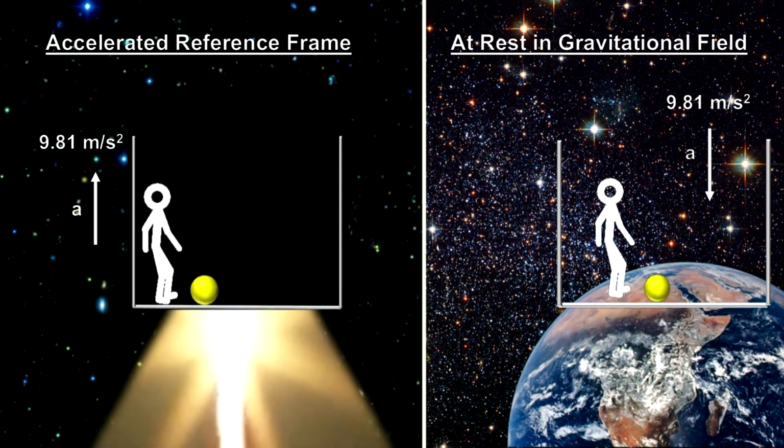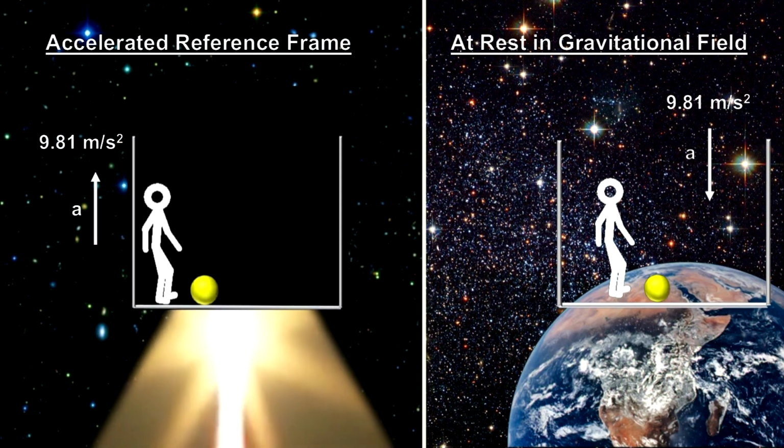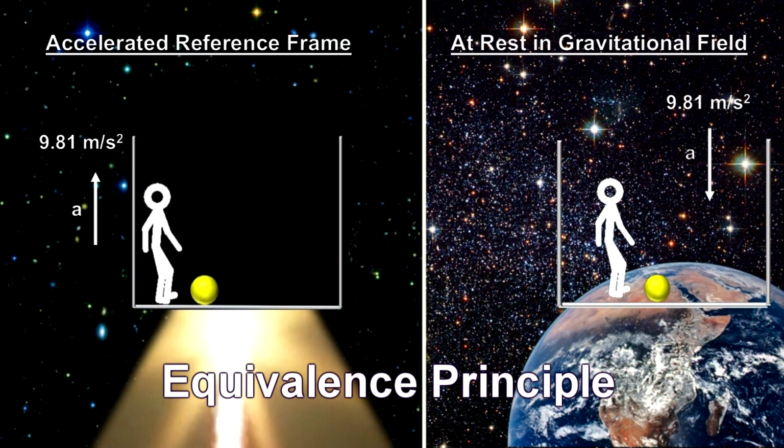As far as the laws of physics are concerned, being accelerated and sitting still in a uniform gravitational field are equivalent. This is Einstein's general relativity equivalence principle. It is a generalization of special relativity, which held that the laws of physics were the same for all inertial reference frames. With general relativity, we hold that the laws of physics are the same for all reference frames no matter what their relative motion.